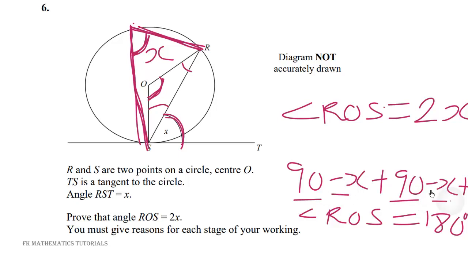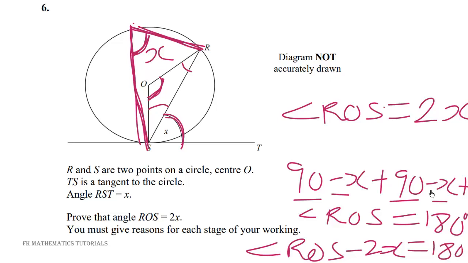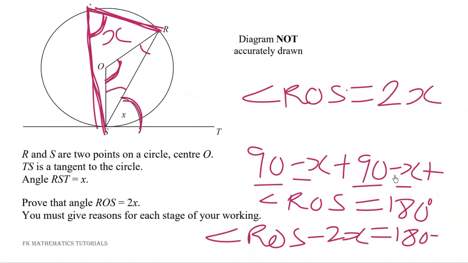Negative x minus x will be minus 2x, negative 2x. So we have angle ROS minus 2x equal 180 minus 180. So angle ROS will therefore be equal to 2x.